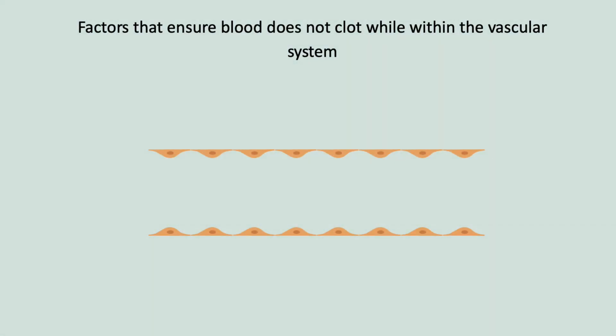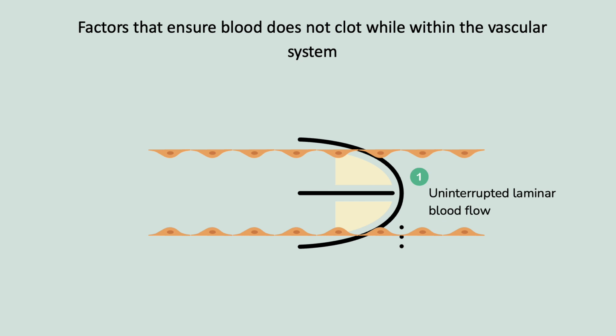In order to maintain blood in circulation, therefore, requires an inbuilt process to ensure blood does not clot and it remains in a liquid state. Now, several factors facilitate this natural anticoagulant process. Firstly, blood has to flow smoothly in an uninterrupted laminar pattern.